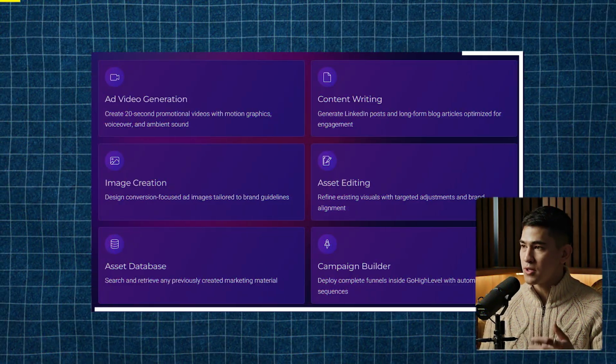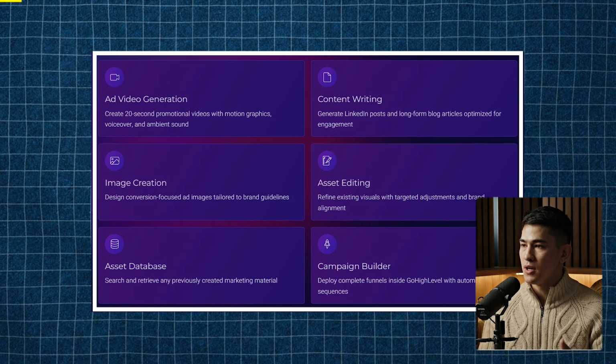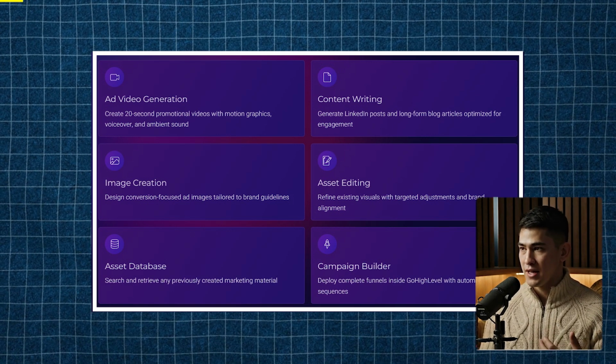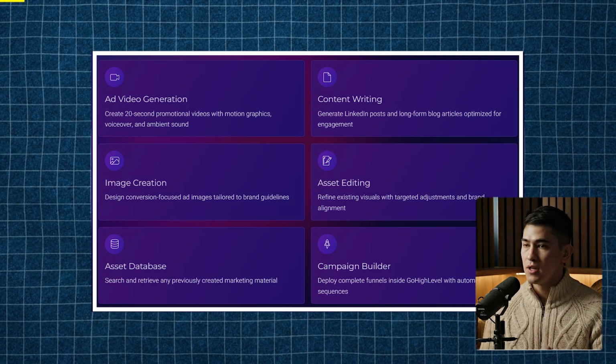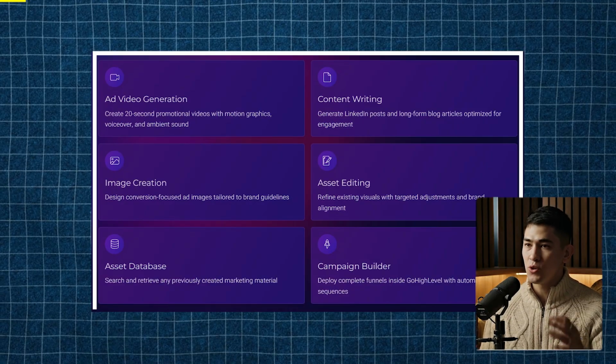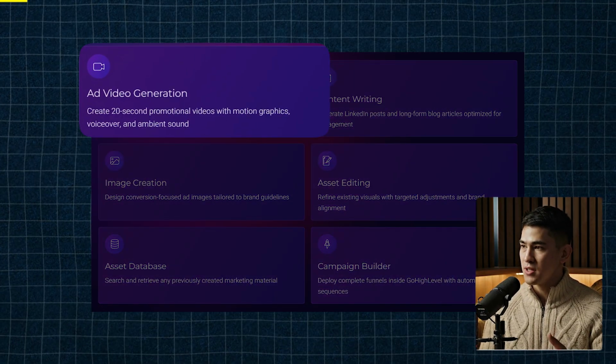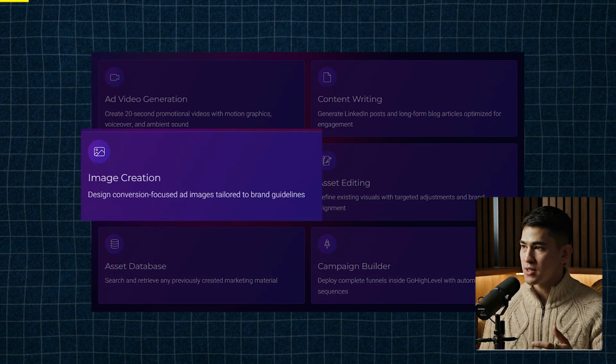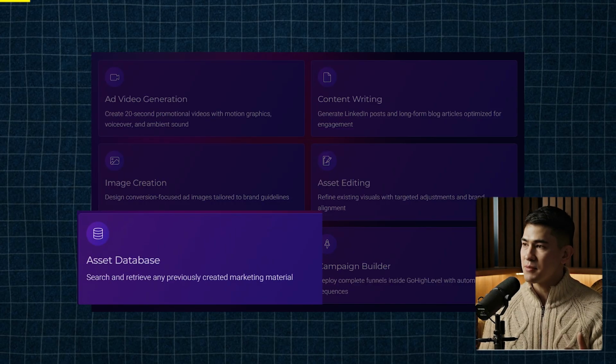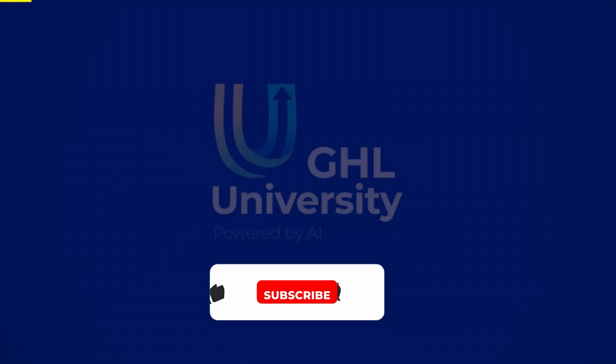This isn't just another automation hack. It's a complete marketing department in your pocket. The system orchestrates 6 distinct capabilities through a single conversational interface, handling everything from video production to campaign deployment. This includes ad video generation, content writing, image creation, asset editing, asset database, and campaign builder.